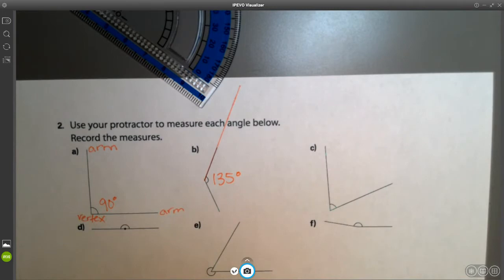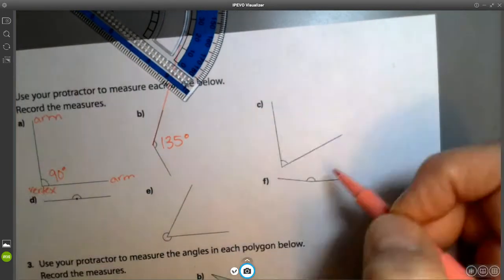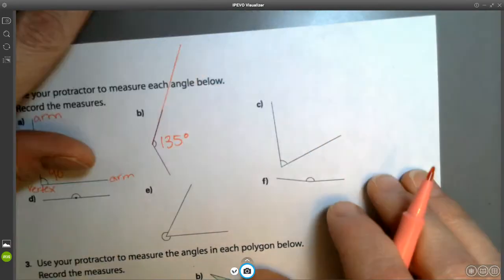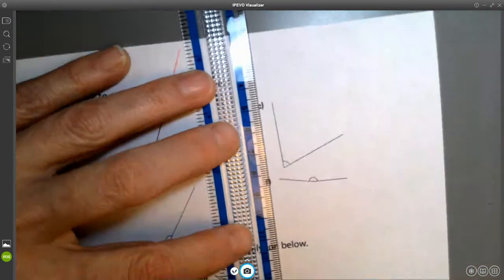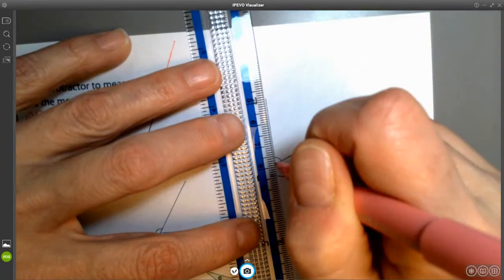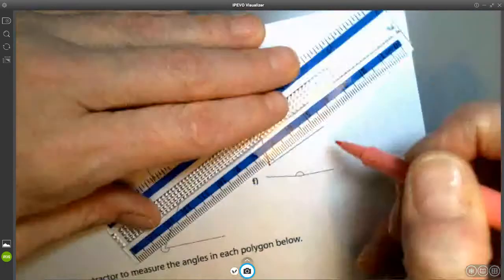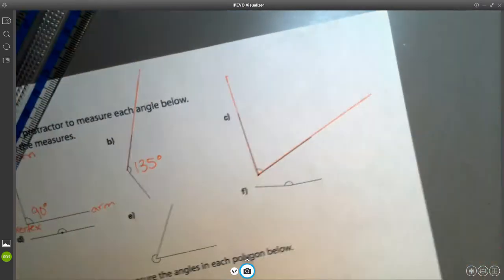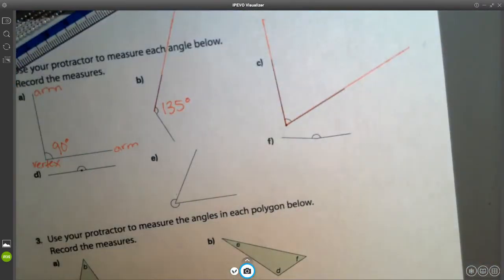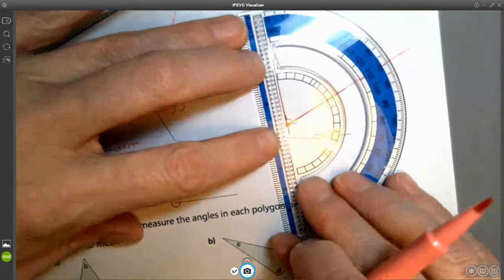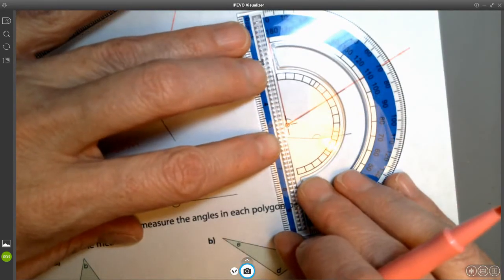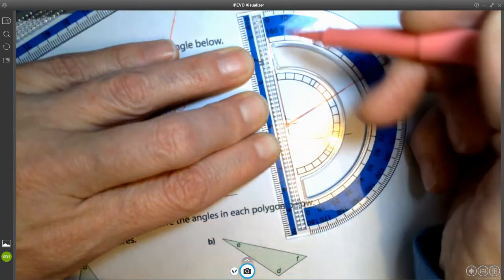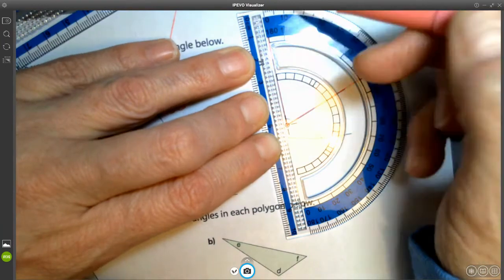Okay. All right, let's do angle C. Let's try centering my protractor this way with my arm that's going to be on the baseline going in the opposite direction. I'm just going to extend these arms a bit here to make it easier to demonstrate the protractor. Okay. Center the protractor on the vertex, and I have one line, one arm extending along the baseline of the protractor.